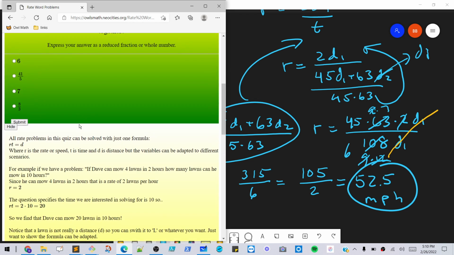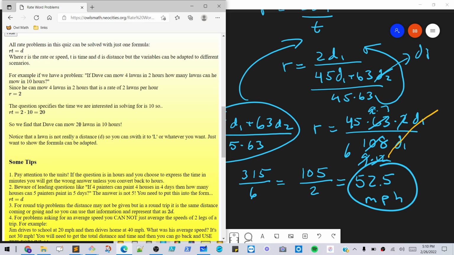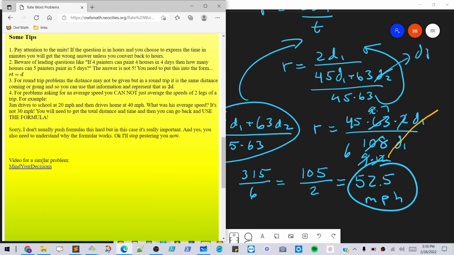Anyway, if you go into the help, there are some instructions on these. Not too much because there's a lot of different kinds of problems, but I give a few tips, and there's a video on Mind Your Decisions that I have a link to that is a similar kind of problem to this one that we did here.